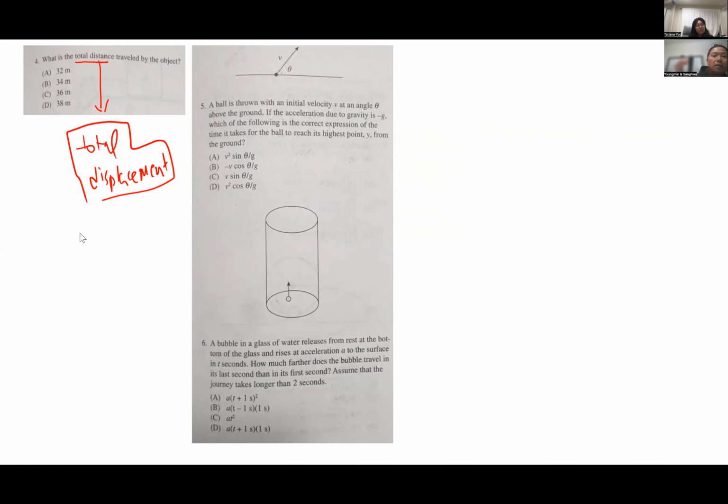Number 5. Ball is thrown with the initial velocity v at an angle theta above the ground. If the acceleration due to gravity is -g, which of the following is the correct expression of time it takes for the ball to reach its highest point, y, from the ground? All right, think about it and let me know.